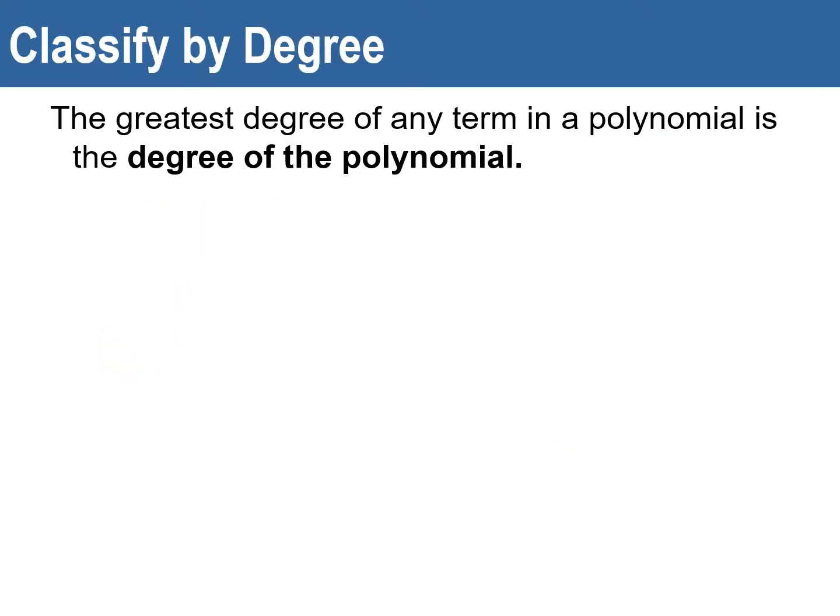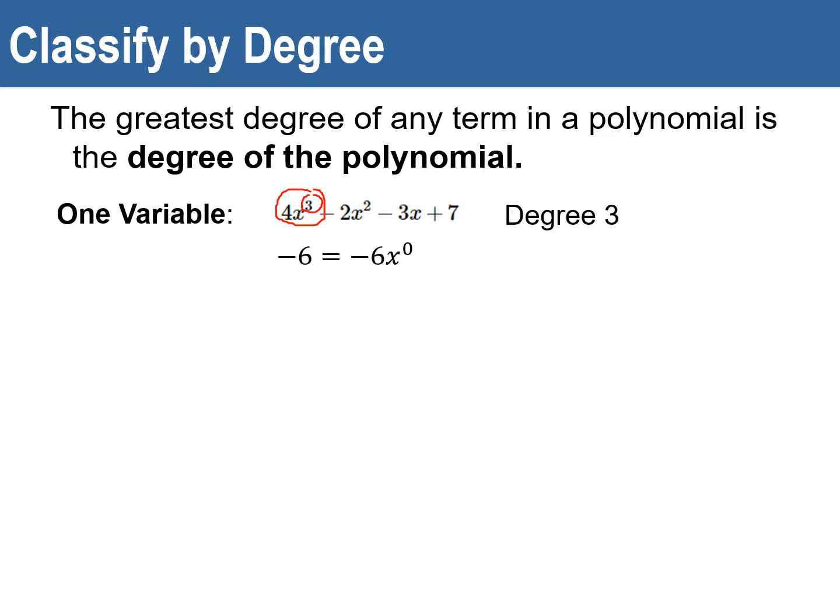The greatest degree of any term of the polynomial is the degree of the polynomial. So if I have 4x cubed minus 2x squared minus 3x plus 7, this is my highest power, and my degree is 3. It's the power of the largest exponent. If I have negative 6, this is really negative 6 to the 0, so this is degree 0.